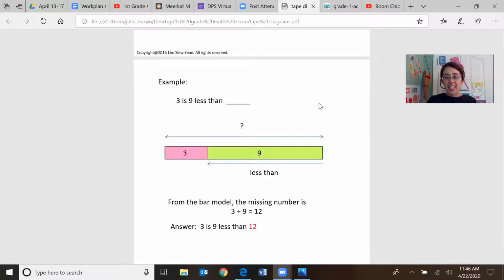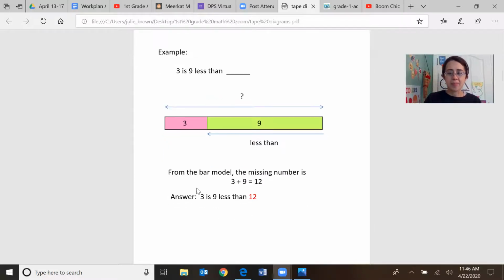Okay, what about 3 is 9 less than? So I draw a bar and the size is 9. 3 is 9 less. So I draw the number 3 size bar right next to 9, and I add them together. 3 plus 9 equals 12.